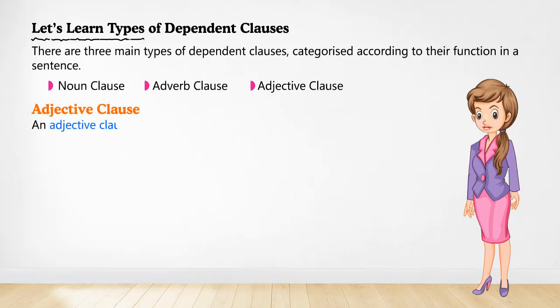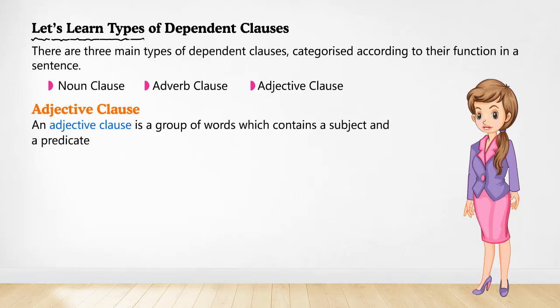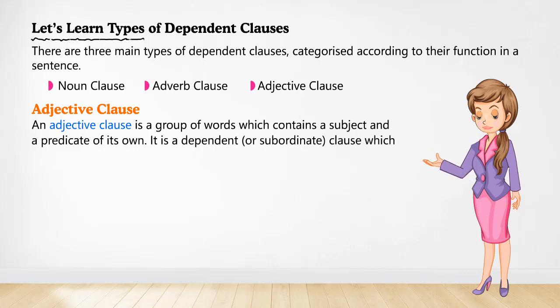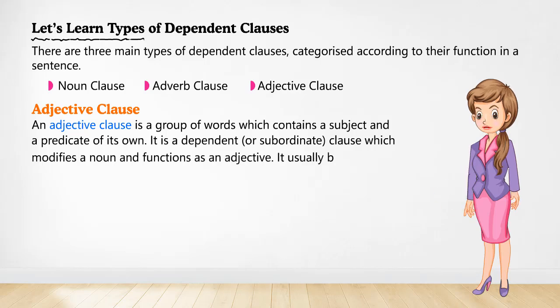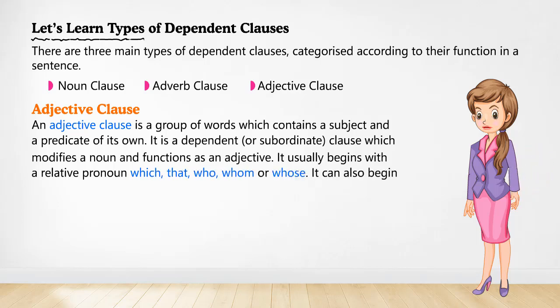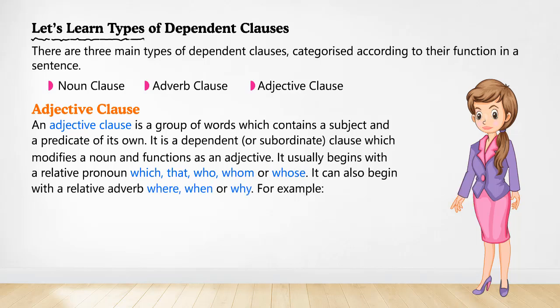Adjective clause. An adjective clause is a group of words which contains a subject and a predicate of its own. It is a dependent or subordinate clause which modifies a noun and functions as an adjective. It usually begins with a relative pronoun: which, that, who, whom, or whose. It can also begin with a relative adverb: where, when, or why.